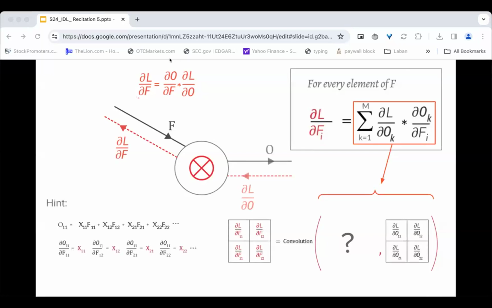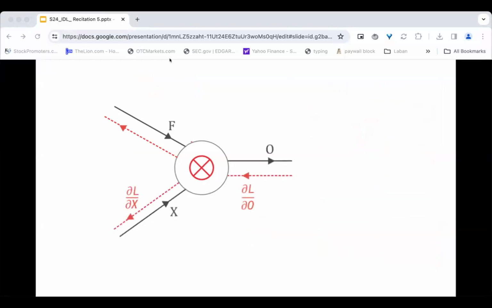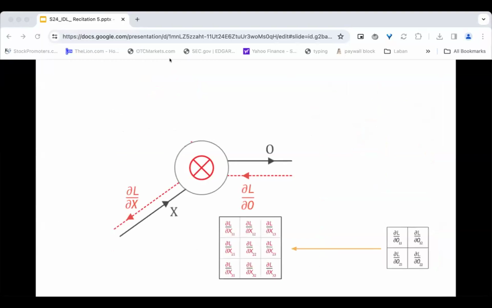Okay, here's a hint where we differentiated the first element of O with respect to the elements of F. So the matrix is simply the input X. Going back to the eyesight analogy, this part of the CNN backprop would be like getting better glasses that suit your vision better. So, okay, that was the filter, dL/dF.